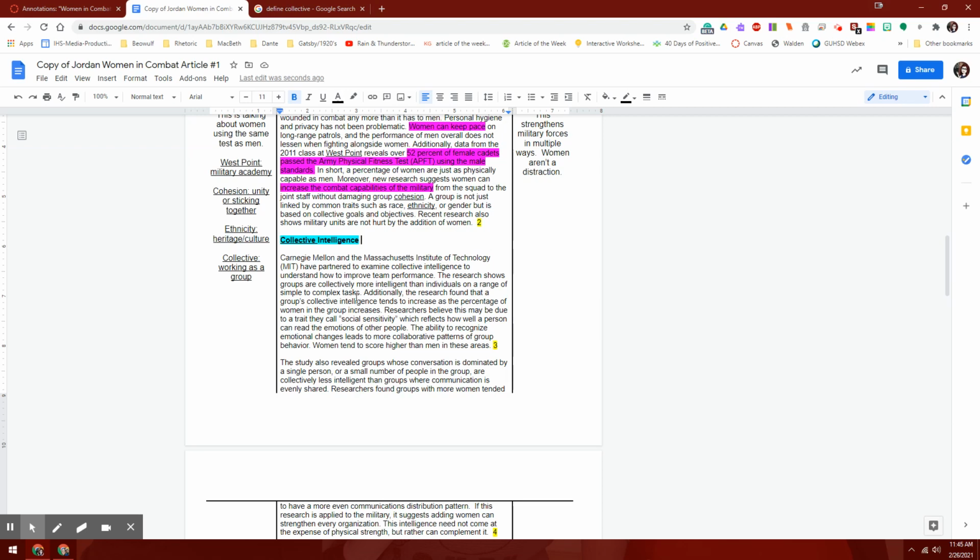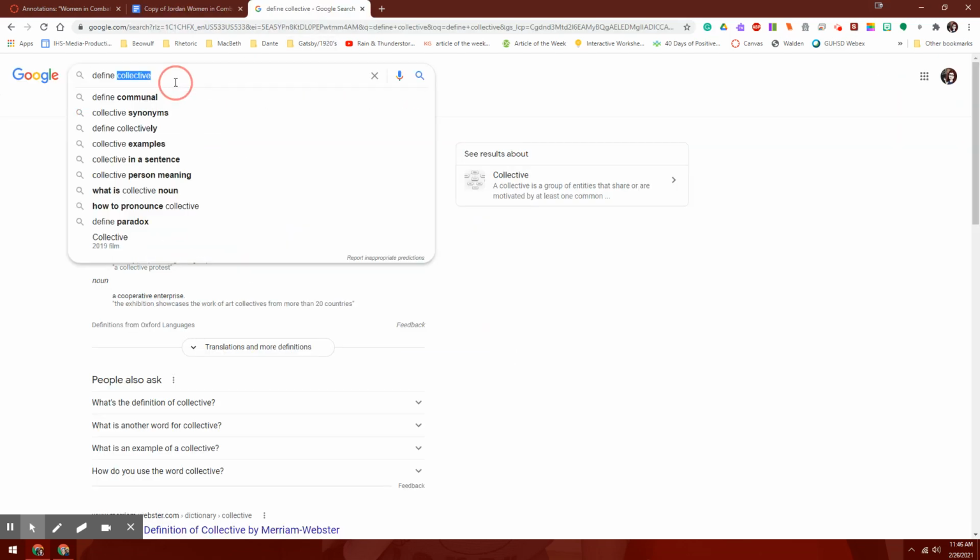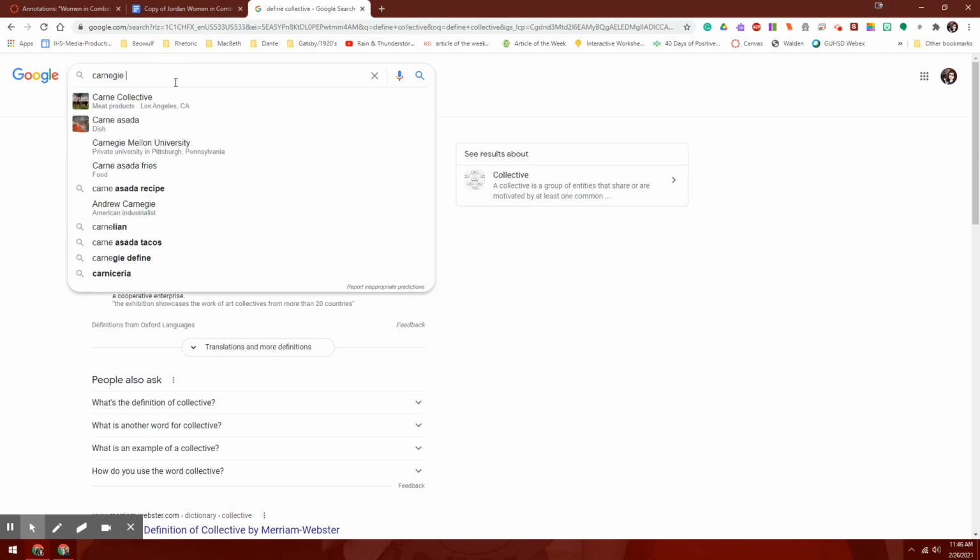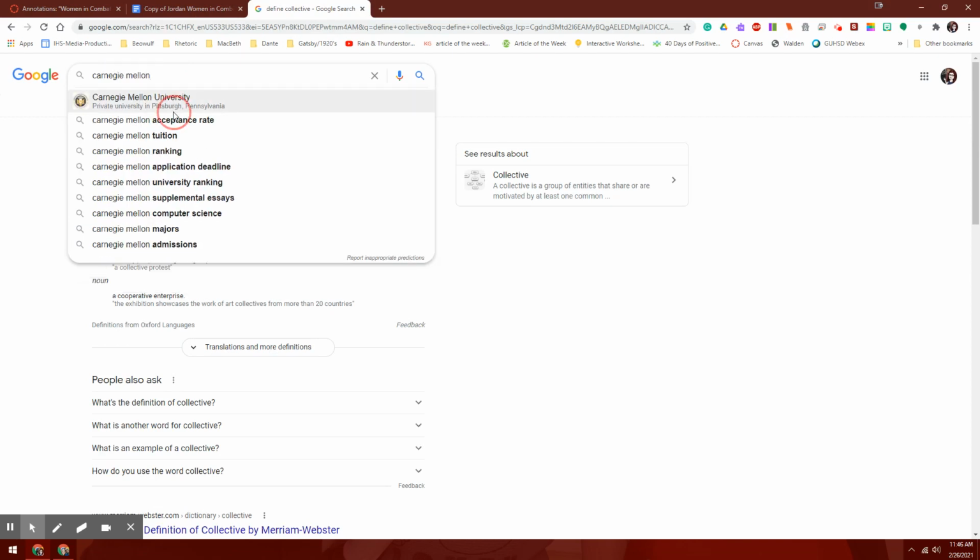So I'm going to just take this information. Now, this is a pretty positive paragraph. This is really going for yes, women should be in the military, and that's okay. So what I'm going to do is start with my definitions because I don't remember what Carnegie Mellon is. So I'm going to underline that, and then I'm going to come over here and say Carnegie Mellon. Oh, it's a university.